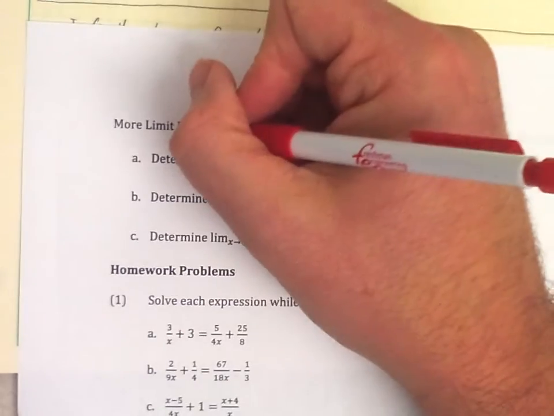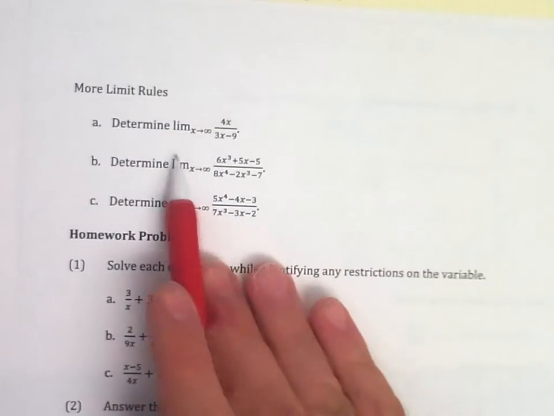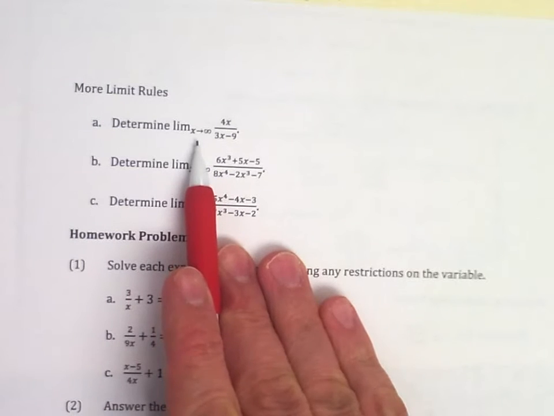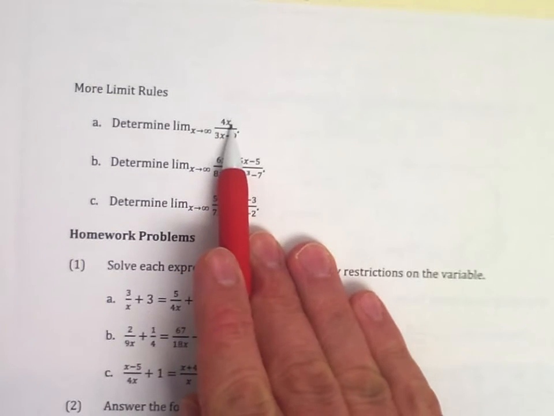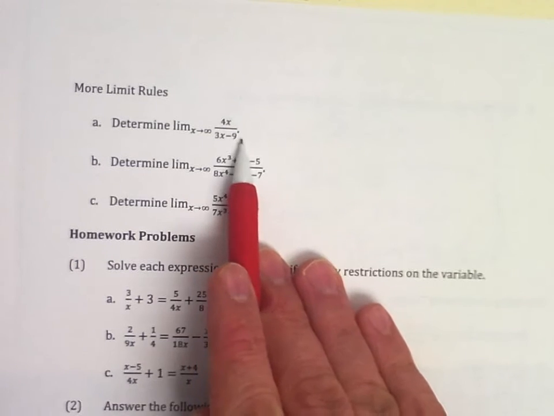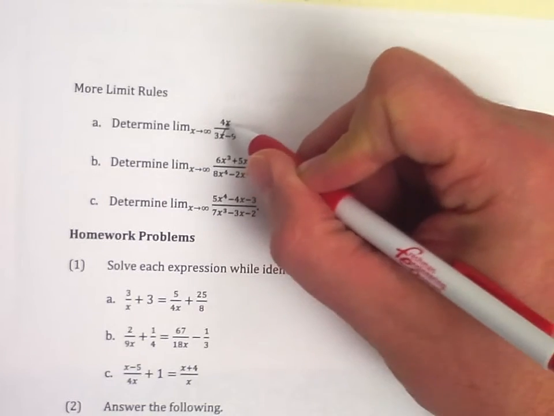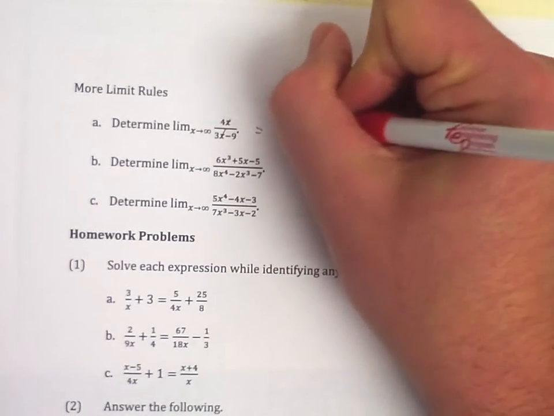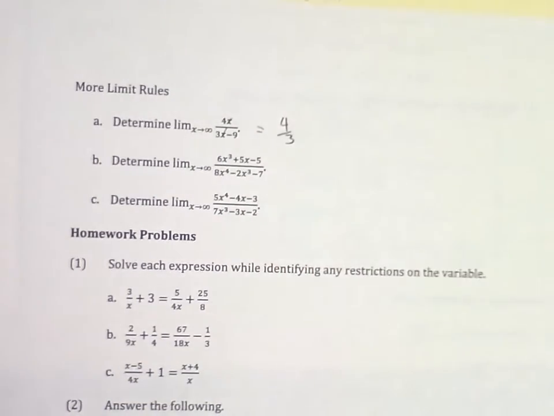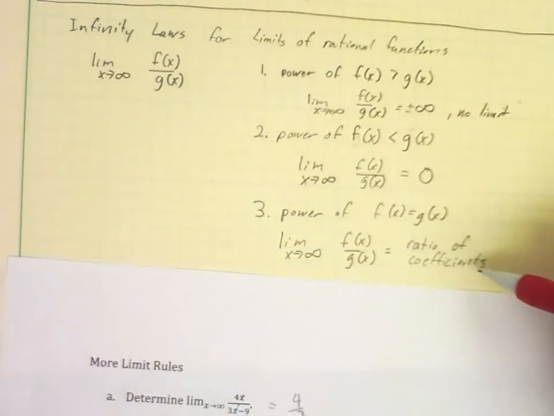In fact, it just says more limit rules, but what I really mean here are the infinite rules. So in this case, the limit as x goes to infinity: this one is raised to the first power, that one's raised to the first power, so they work at the same rate. We can just cancel those out, and we get that it is 4/3. When it's the same, it's the ratio of the coefficients.